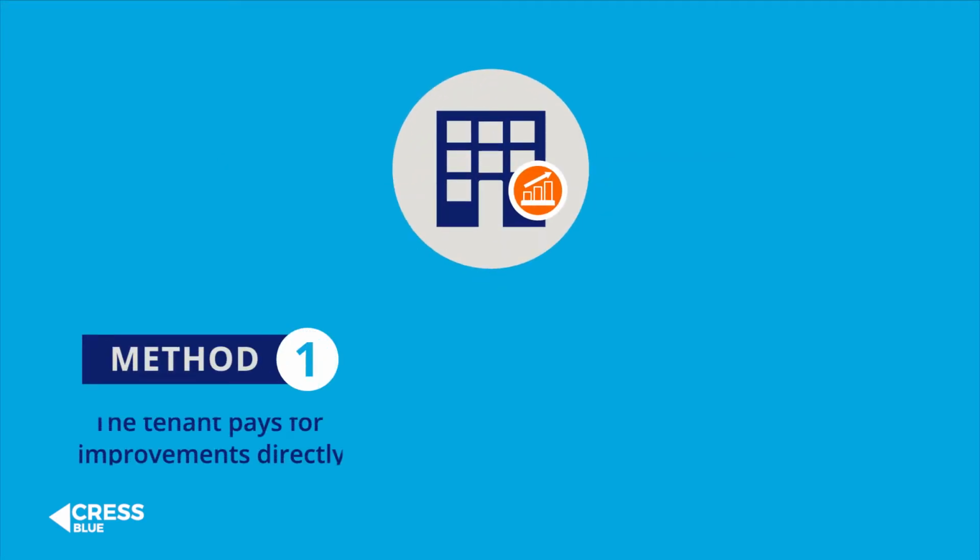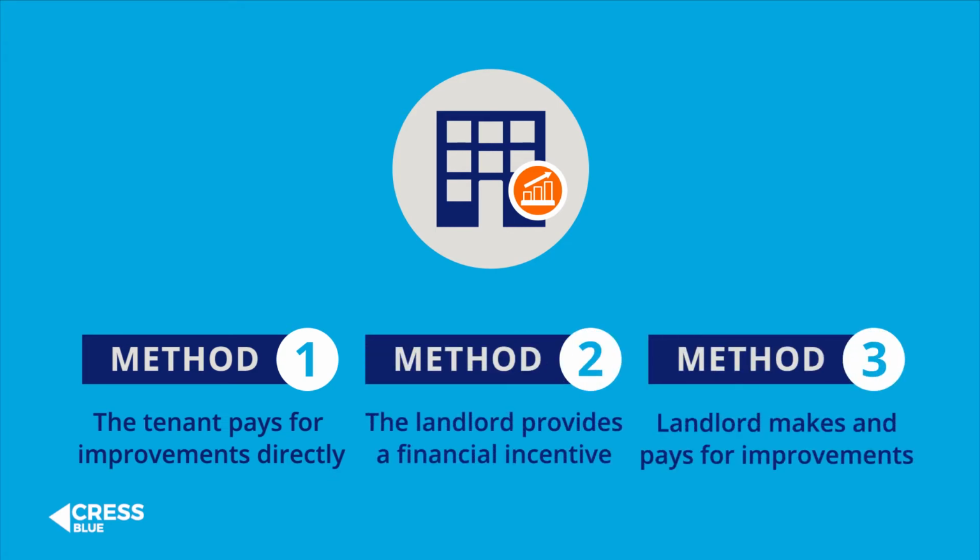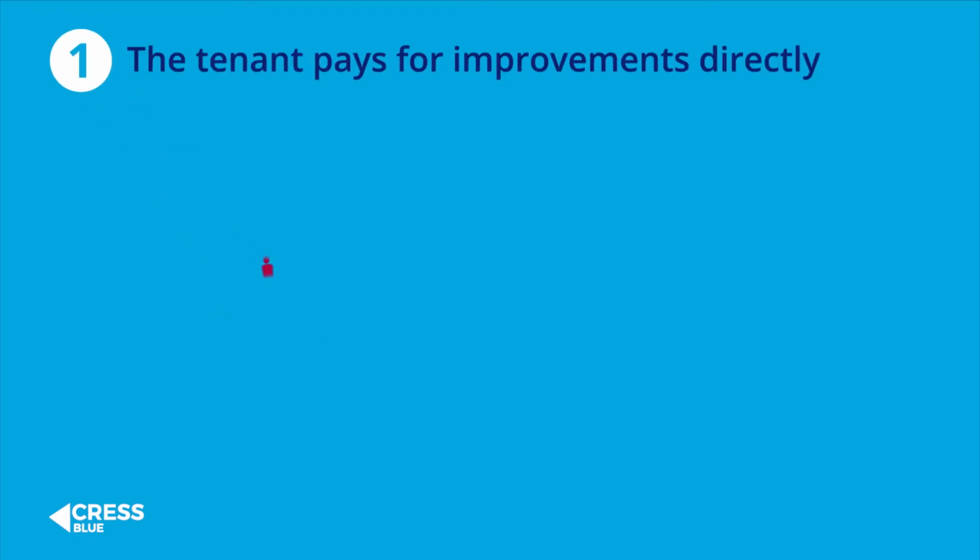There are three main methods of handling payments for leasehold improvements. All three methods are good practices, and no method is better or worse than the other. Method 1. The tenant pays for the improvements directly to the contractor.